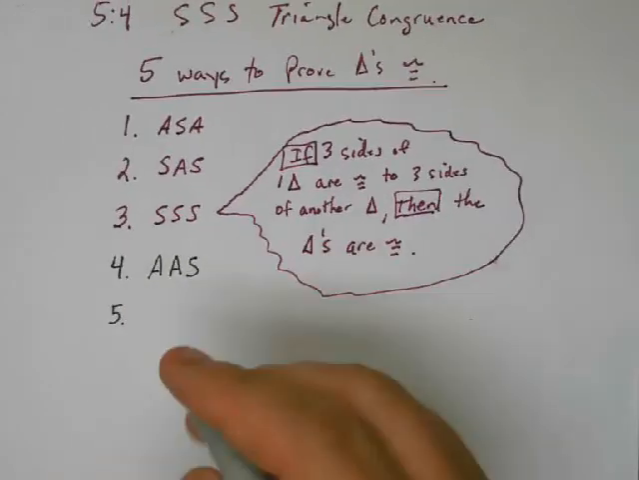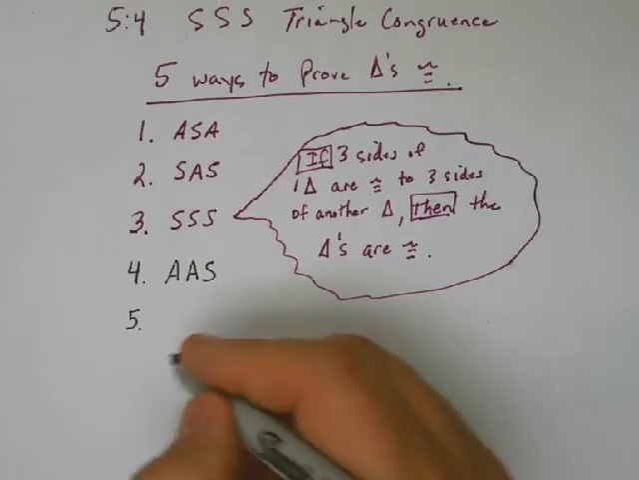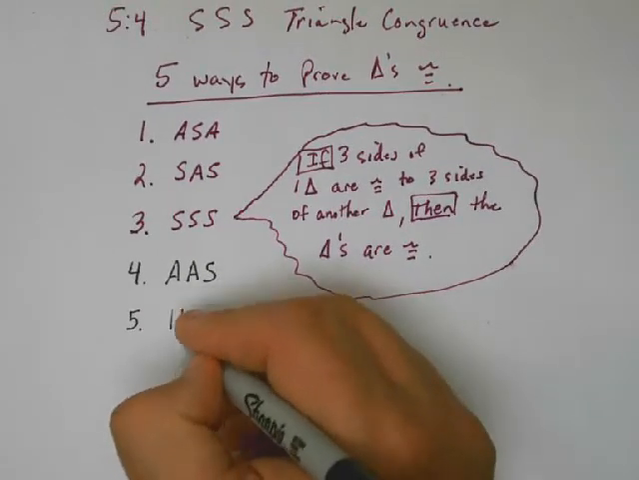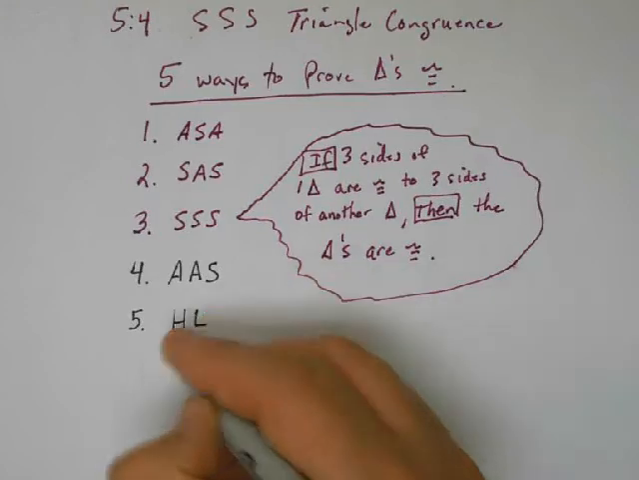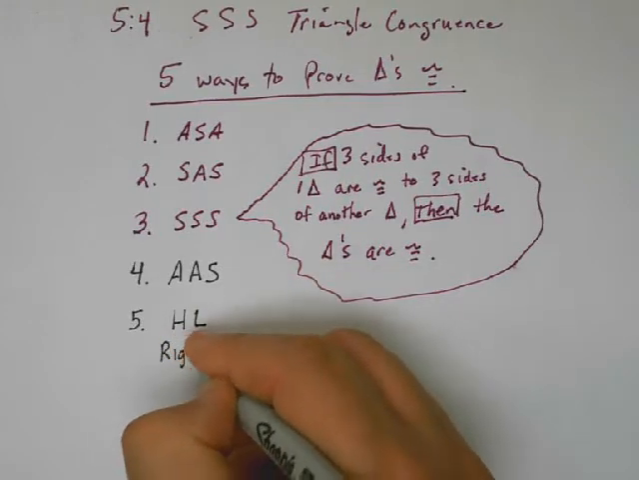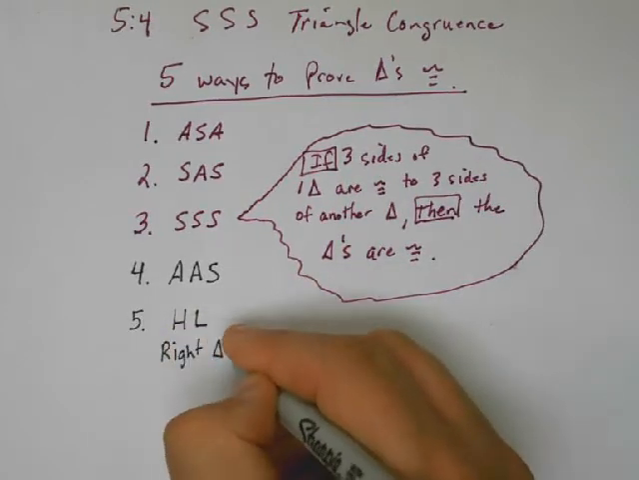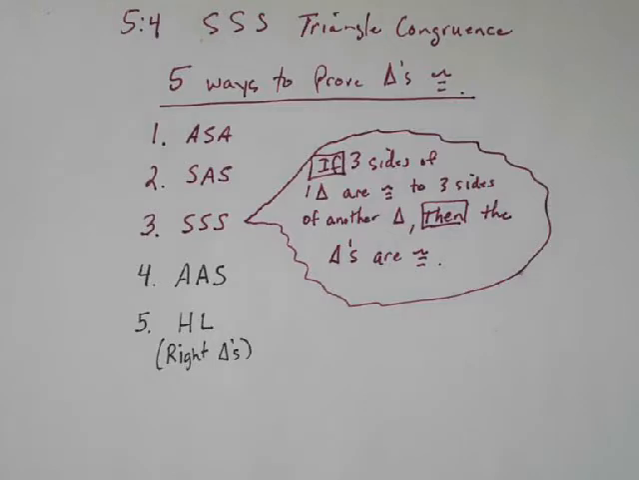And then the last one's kind of a special case. It is called HL, and it only works for right triangles. So it's a special case. So there's our 5 ways to prove triangles congruent: ASA, SAS, SSS, AAS, HL.